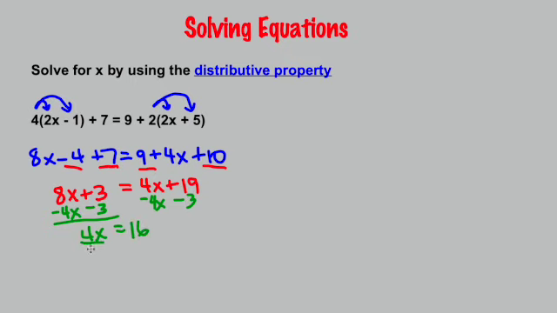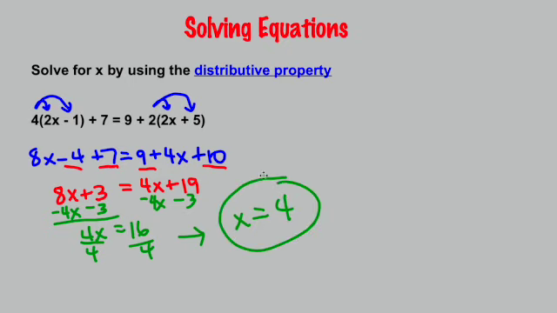Now if I divide both sides by 4, I will get the answer. And so here is our answer, x equals 4. All right, so that's how the distributive property works.